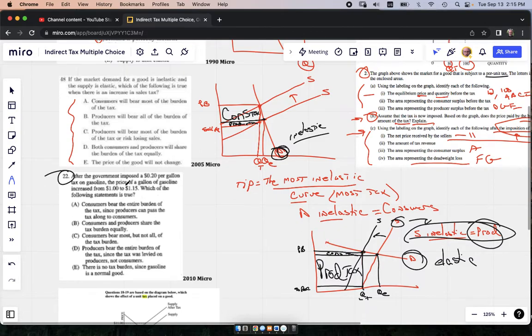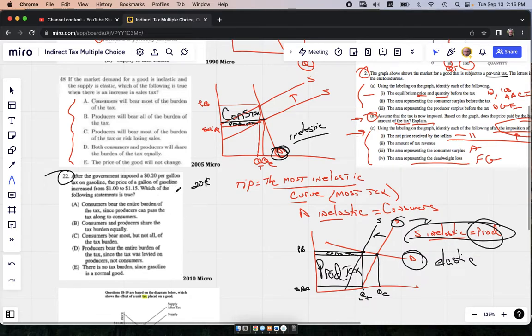22. After the government imposes a 20-cent per gallon tax, the price of a gallon of gasoline increases from $1 to $1.15. Now, we should be able to recognize that if the tax was 20 cents, and that's not a cent. Anyway, I've been doing Euro stuff.